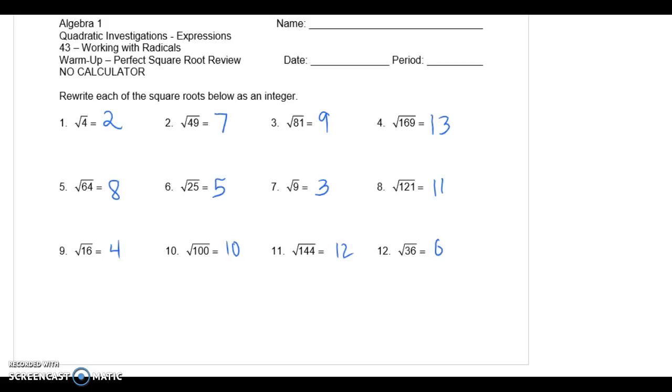And so these are numbers that are going to show up pretty frequently. We want to make sure that we're very familiar with those, especially when we look at the next video on simplifying radicals. If we know these perfect squares, it makes our job a lot easier.